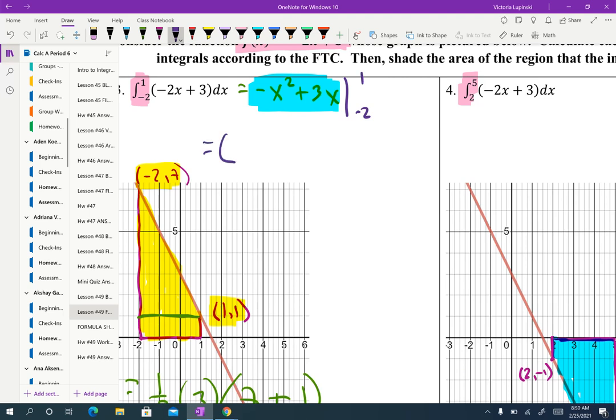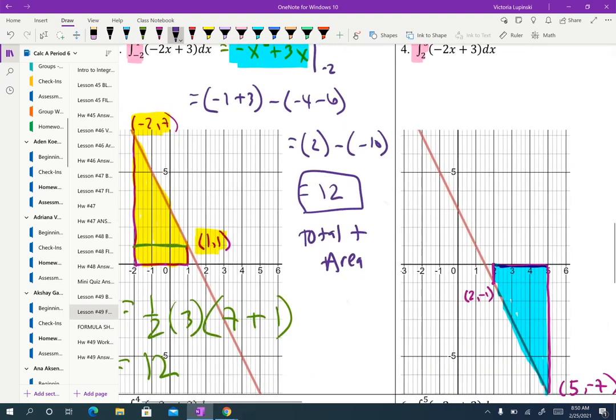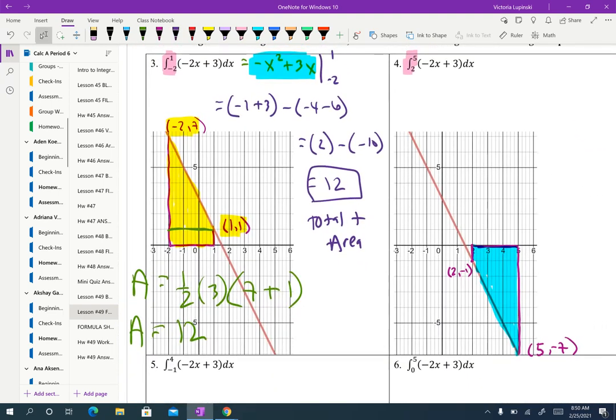So starting with the upper bound, which is 1, you're going to get negative 1 plus 3. Then remember, it's always a minus. If you square negative 2, you get positive 4, but then you have to make it negative. Minus 6. If you do the first parentheses, you get 2. If you do the second parentheses, you get negative 10. And then 2 minus negative 10 becomes 2 plus 10, which again gives you a final answer of 12. This is the total positive area, all between the x-axis and the curve, and all positive. And the answer you get algebraically should also be the answer that you get over here using the geometric formula.